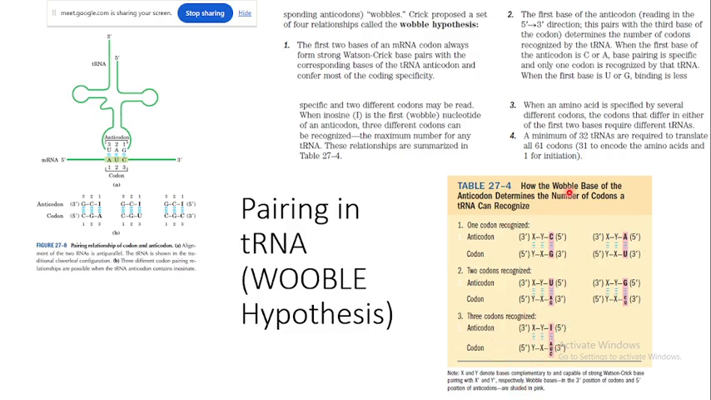So that's why, first, if there is any difference in the first two nucleotides, it will require a different tRNA. And also the composition of the wobble base of the anticodon will determine the number of codons a tRNA can recognize, right? If you have any doubt, you can ask.